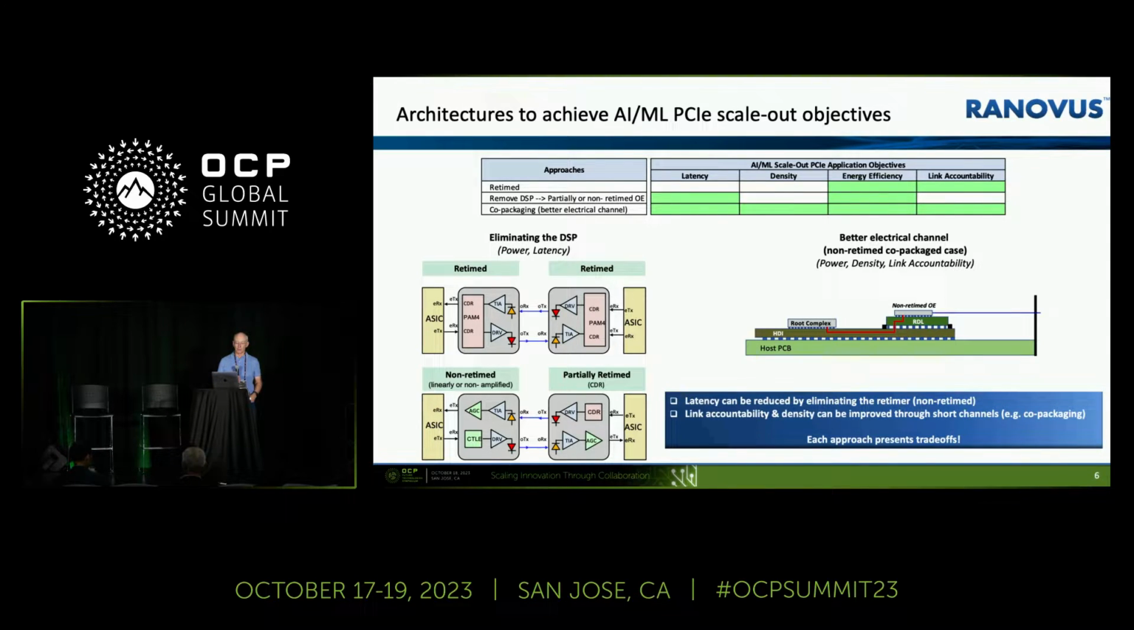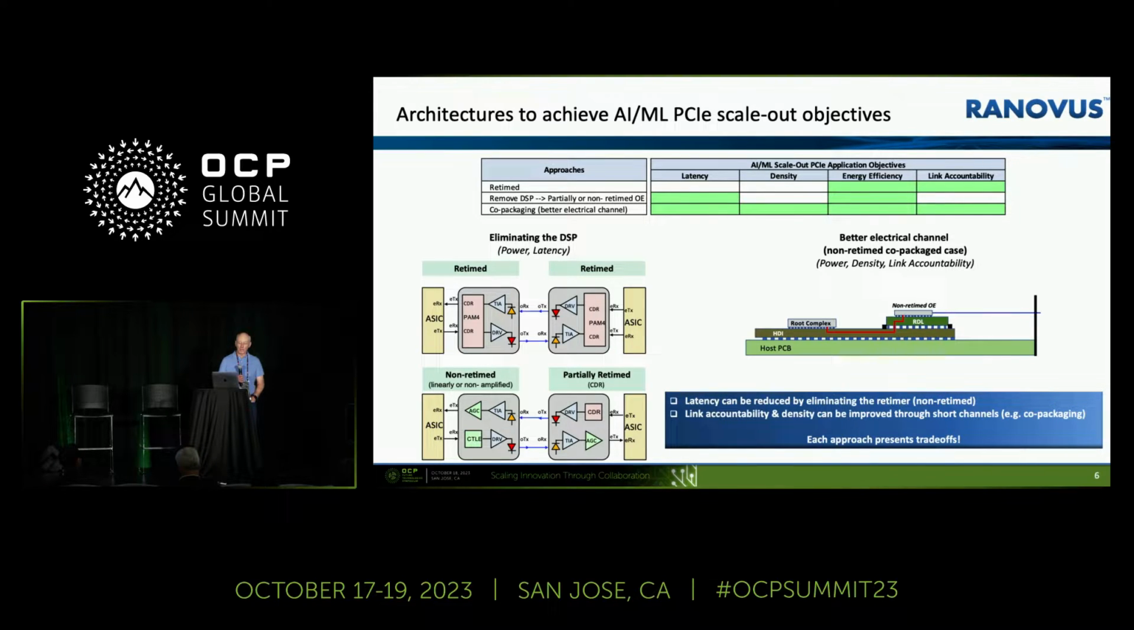In this chart at the top, I have columns with the objectives: latency, density, energy efficiency. I've also added one called link accountability, which is becoming very important. Link accountability basically means if you assemble this link, how do you know it's going to work? And if it doesn't work, how can you figure out what actually is wrong with it? The classical way to do this is using retimers, and the top level shows that. But you can save power if you get rid of the DSP, but then you can see that the link accountability kind of goes away.